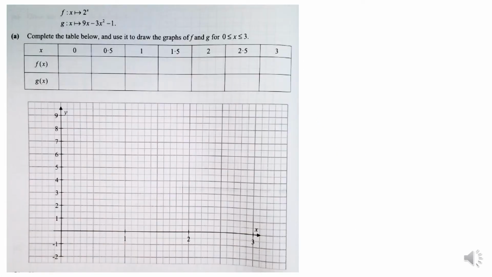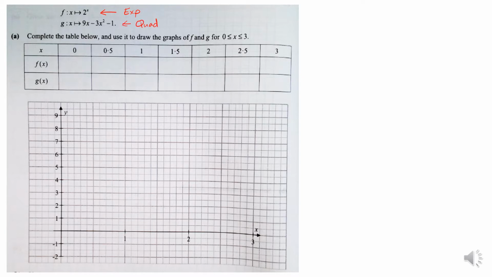This is a functions question. It's from the 2014 SEC sample paper for ordinary level Leaving Cert Maths. Okay, so f of x we're given is the first function and it is 2 to the power of x, so that's an exponential function. And g of x is 9x squared minus 3x squared minus 1. That's a quadratic function.